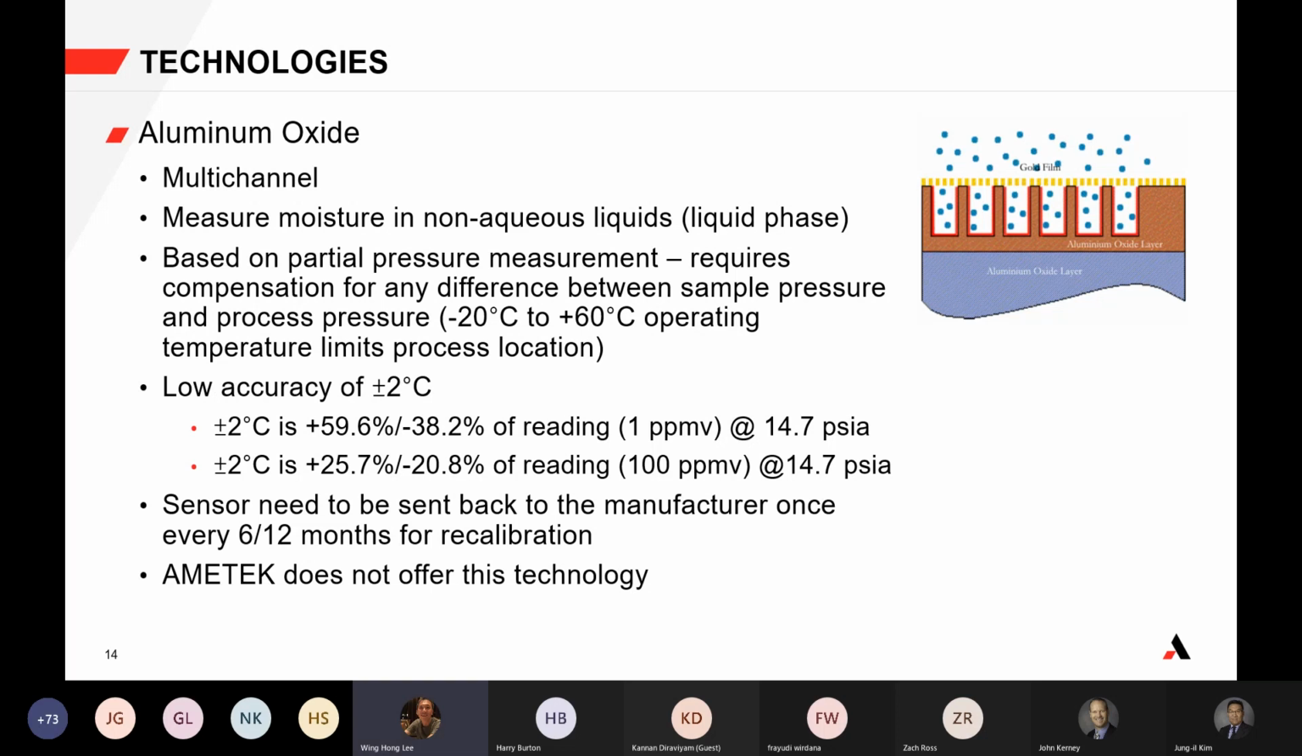The biggest concerns associated with the aluminum oxide are its inherently low accuracy and its reliability. AMETEK does not offer this technology.